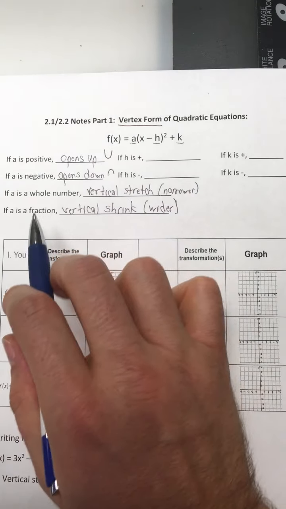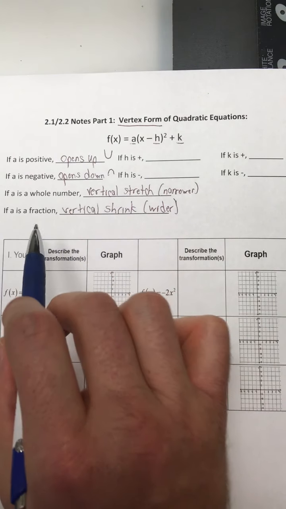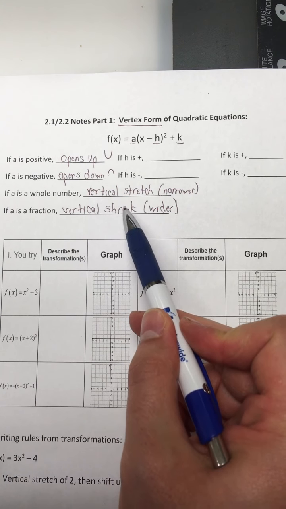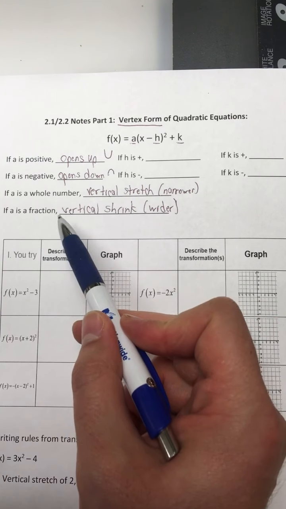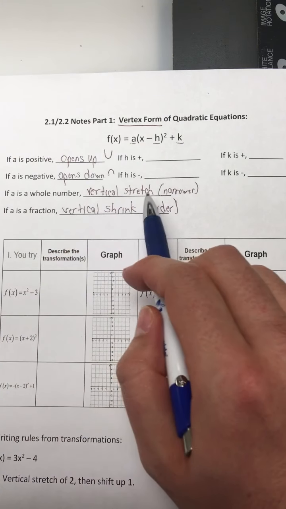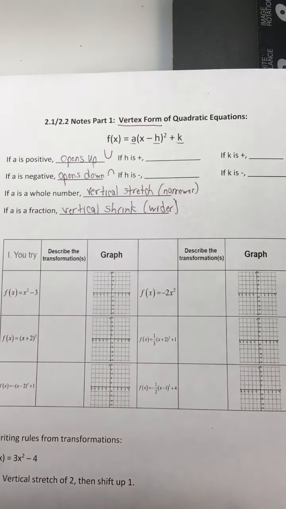Okay, now, this is generally true. However, there are some exceptions. Remember, there are some fractions that could actually stretch it. That would be like 4/3, 9/5, something like that. So basically, if the number in front is bigger than 1, it stretches it. If it's smaller than 1, it shrinks it.